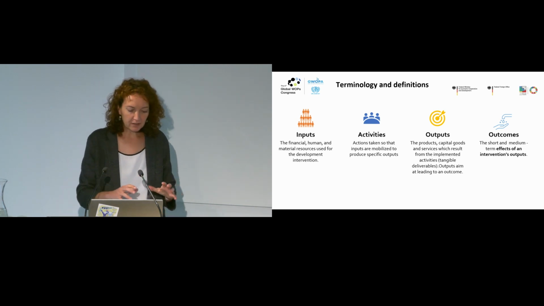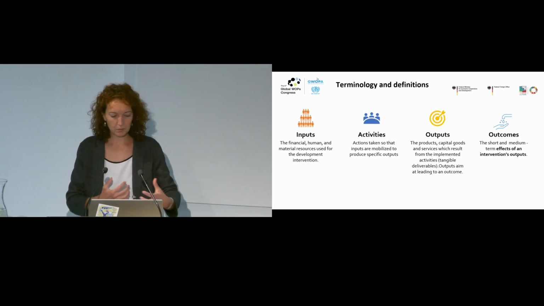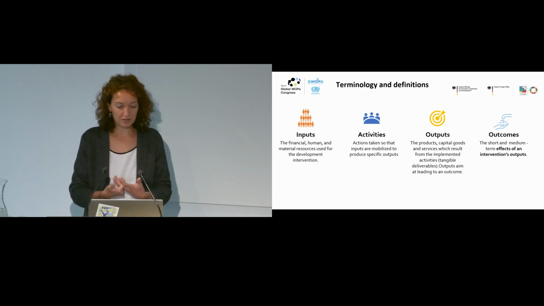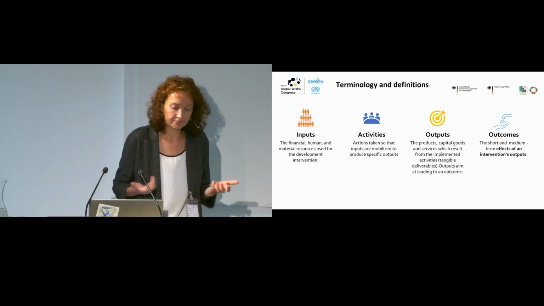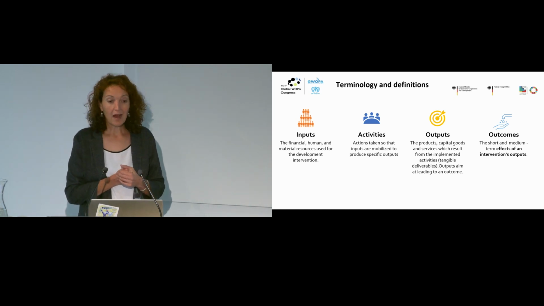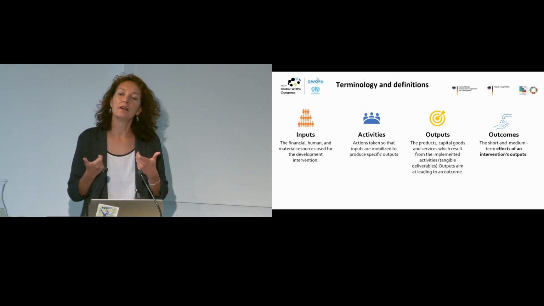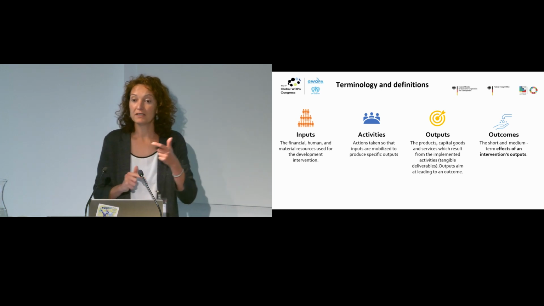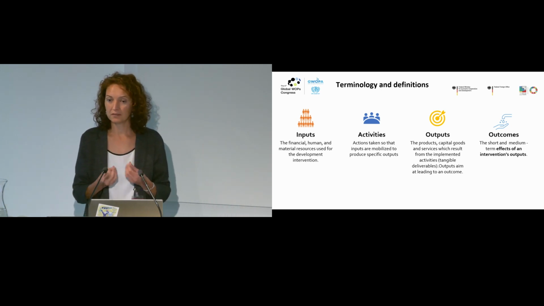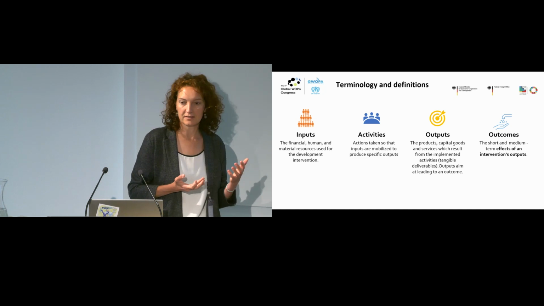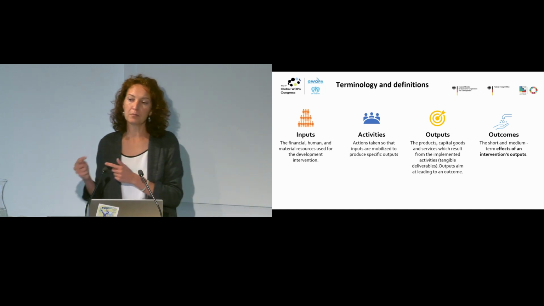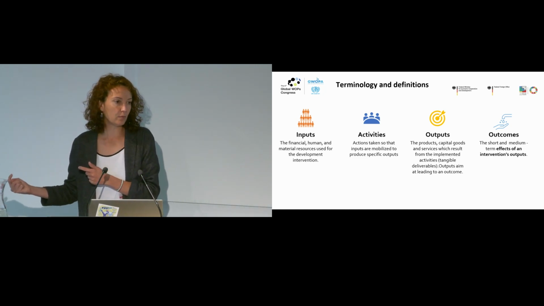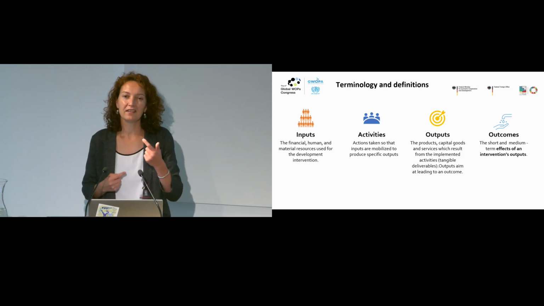Just very briefly, of course, inputs: financial, human, and material resources used for the intervention. Activities: the actions taken with those inputs. Outputs, we can in a very simple way think of as the information about the activities that can be a bit more tangible. I've given a training on a GIS system. Okay, 32 people trained in GIS. That's output.